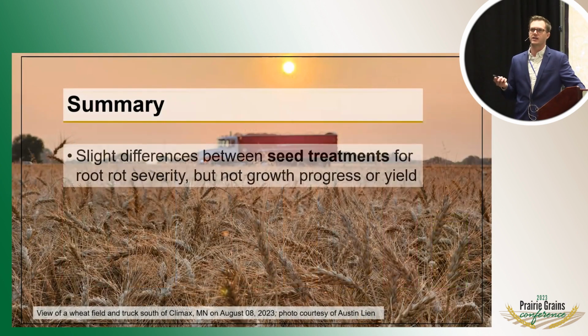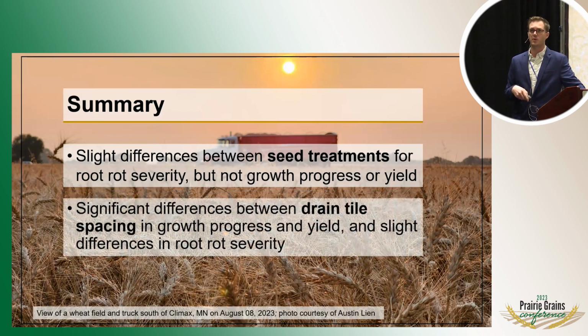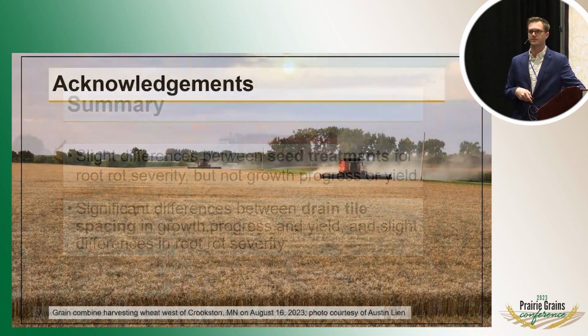So with that, there were slight differences that we saw between seed treatments for root rot severity, but not really for growth progress or yield. But we did actually see some pretty significant differences between those drain spacings, especially for growth progress and especially for yield. And then there were some slight differences for root rot severity, but really nothing significant in terms of disease.